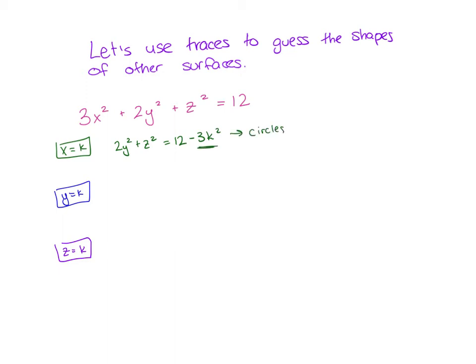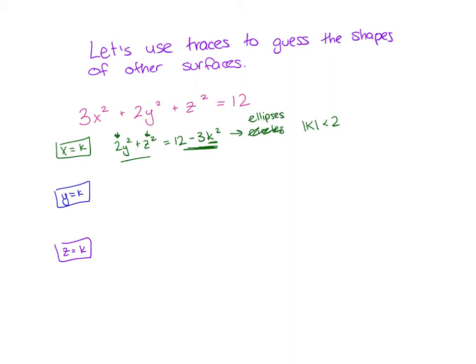As long as this k isn't too big, so I'm going to get circles when the absolute value of k is less than 2, because that way k squared will be less than 4, and that way this will give me a positive radius. I can't have this equaling a negative value. And I shouldn't have actually said circles there, right? Because I have the 2 in front of that y squared, but only a 1 in front of the z squared. So let's fix that. Instead of circles, we're going to get these ellipses.